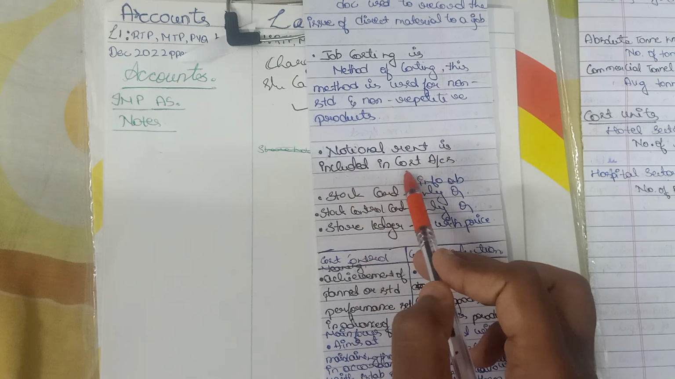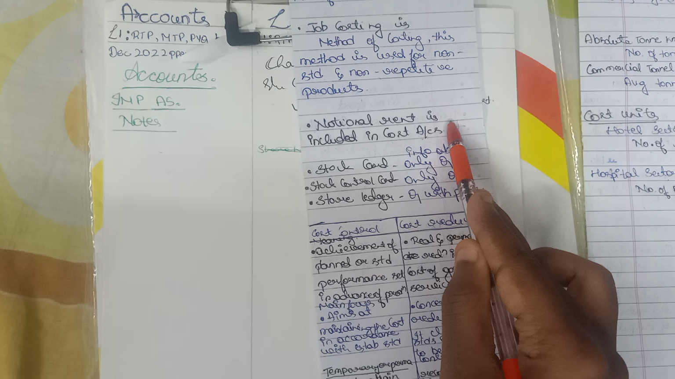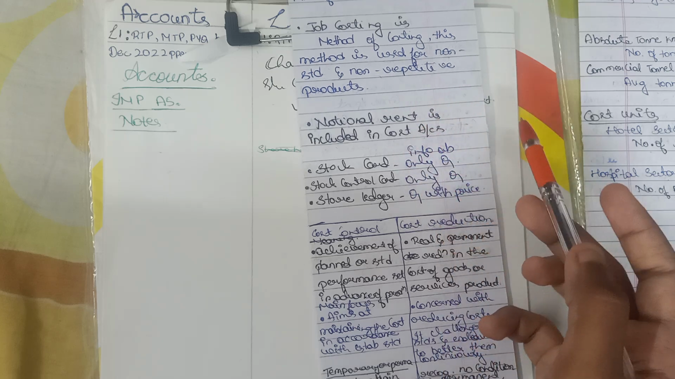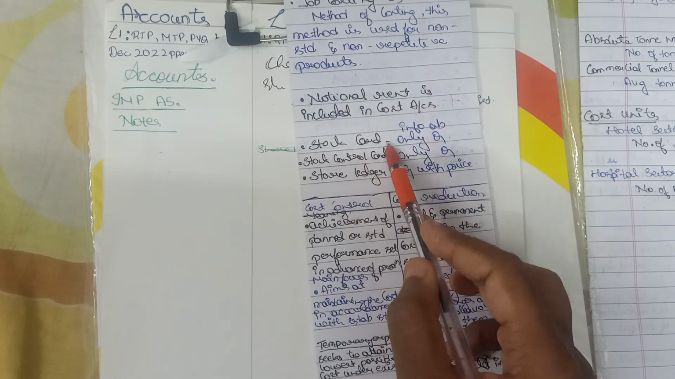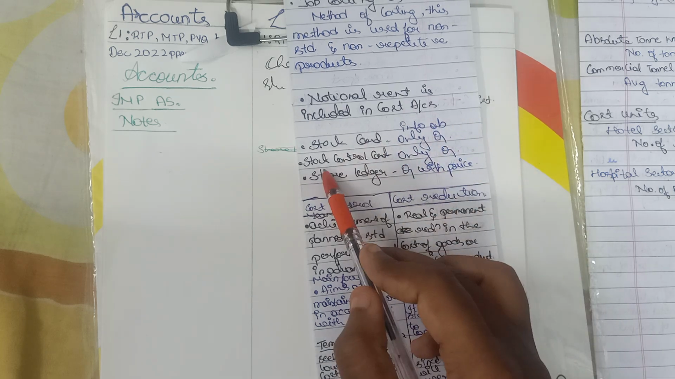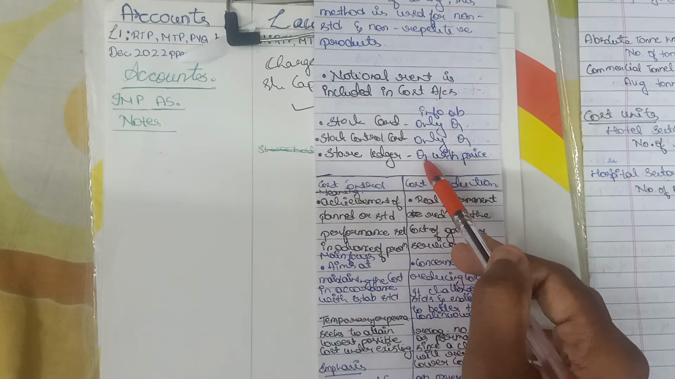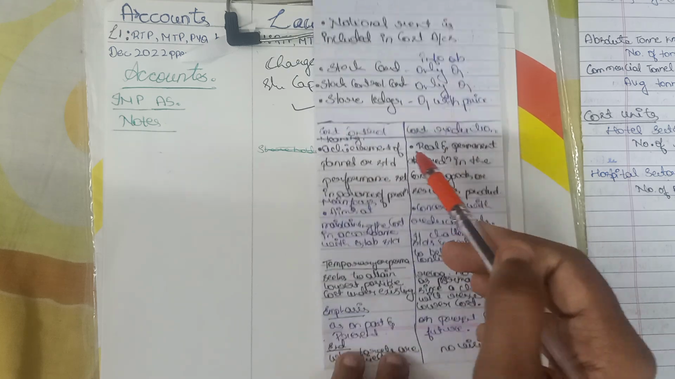Notional rent is included in cost accounting. That is, we'll be adding it. Remember the formula, go back a few minutes, then you'll find it. A stock card has information about only quantity. Stock control account, only quantity will be mentioned. Store ledger, quantity with price also will be mentioned.